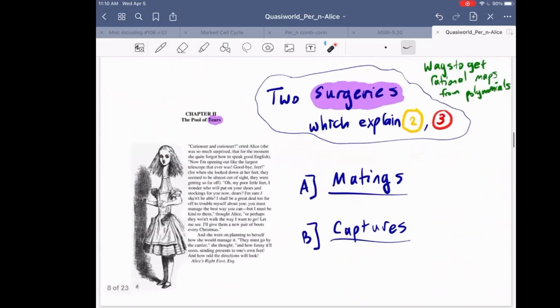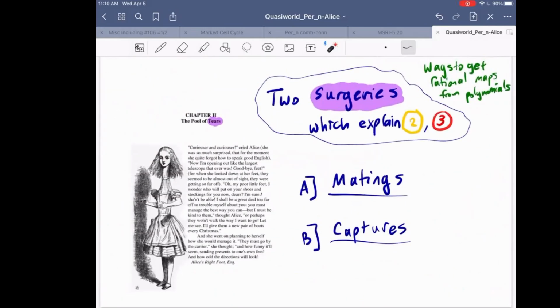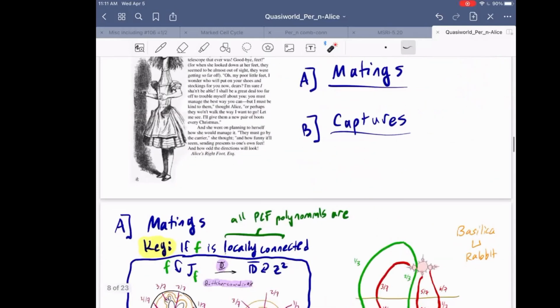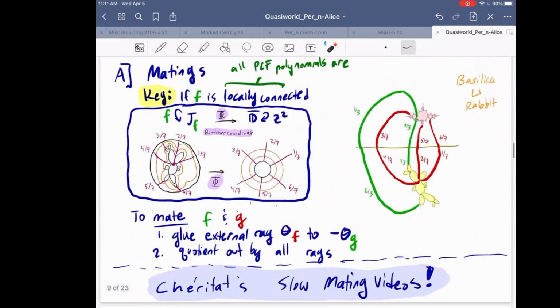Okay. So chapter 2 in Alice in Wonderland is Pool of Tears, but if you pronounce it like tears, you can introduce 2 surgeries which explain these different phenomena. Ultimately, these surgeries will be ways of getting rational maps from polynomials, which will help us do things like organize our non-escaping set. The first such tool is that of polynomial matings.